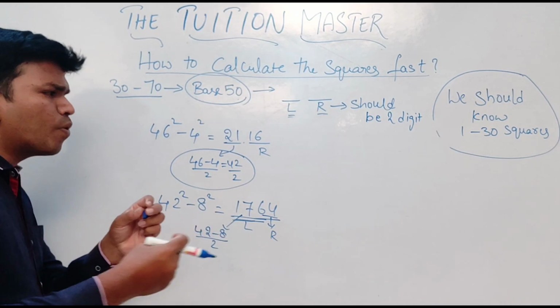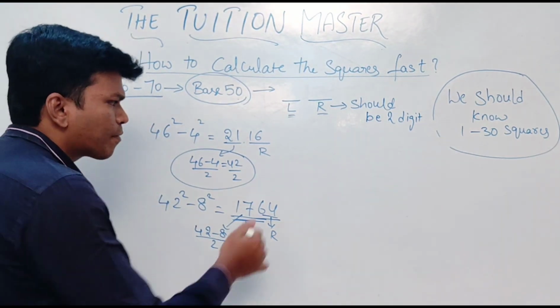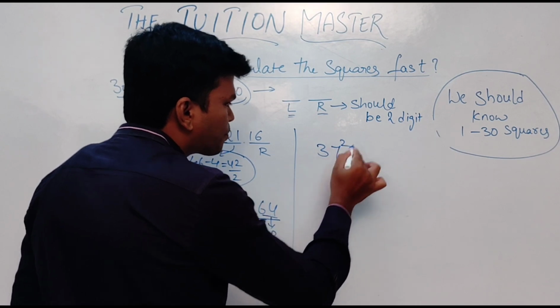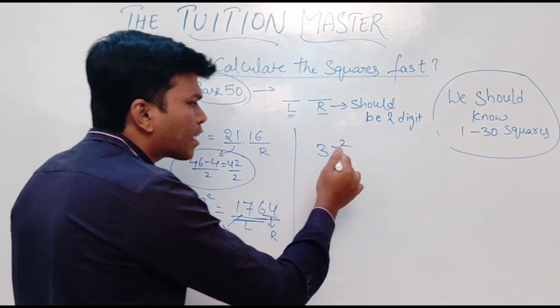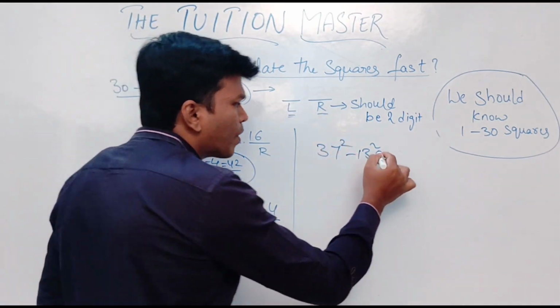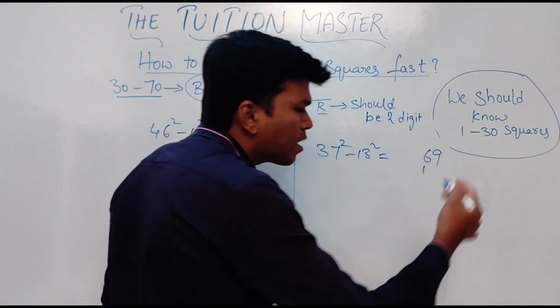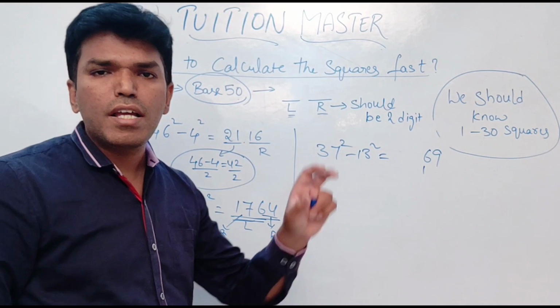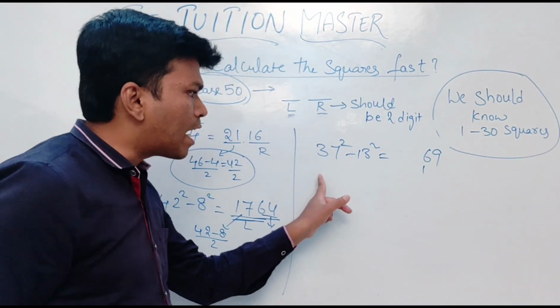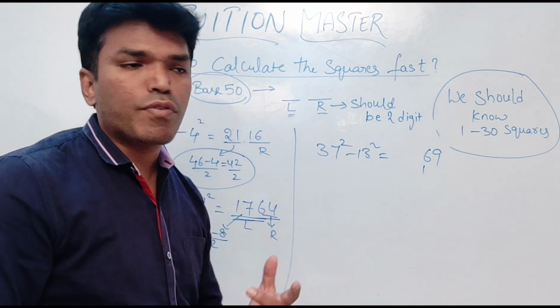Okay, so let us go a little fast. Now see here, I am going to calculate 37 square. Fast. 37 is 13 less than 50. So what is 13 square? 169. But I will put only 69, since my right side part should consist of only 2 digits and 1 will be the carry. 37 minus 13, 24.